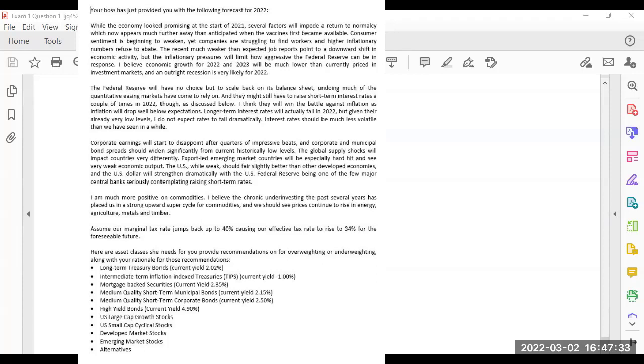Dollar strengthen. I think we've almost got everything we need, other than a tax rate. I think we were there. The US, while weak, okay, with the US Federal Reserve being one of the few major central banks seriously contemplating raising rates. So yeah, the dollar should strengthen, and we've seen that, haven't we? The dollar is going to hold up well with the Fed raising rates, and everybody else is still shell shocked.